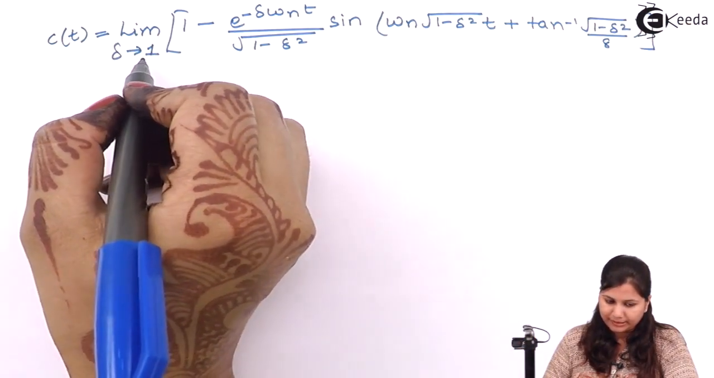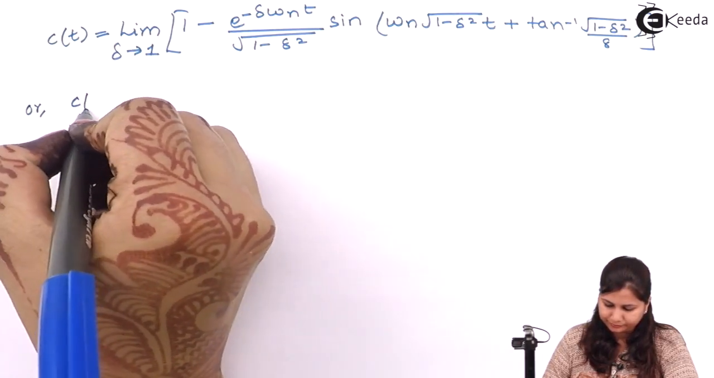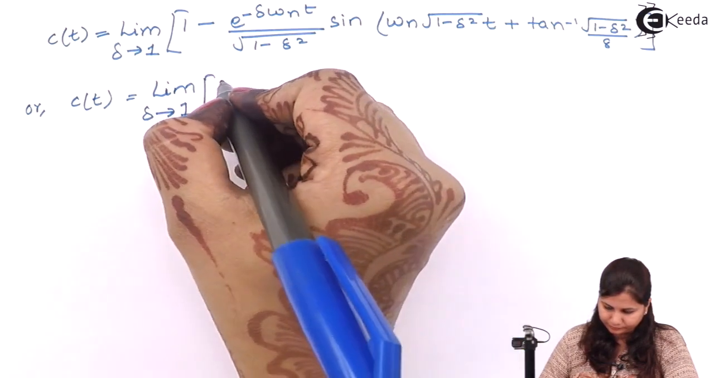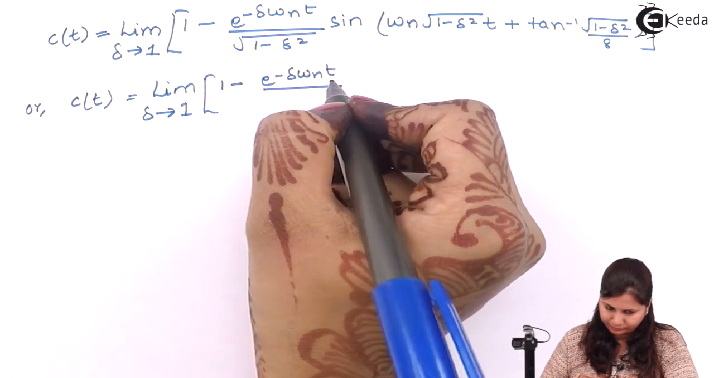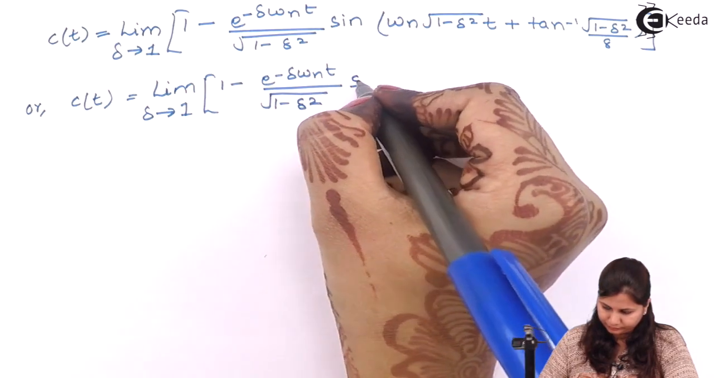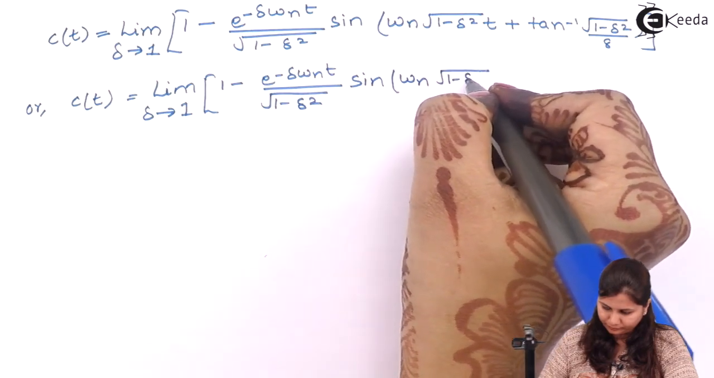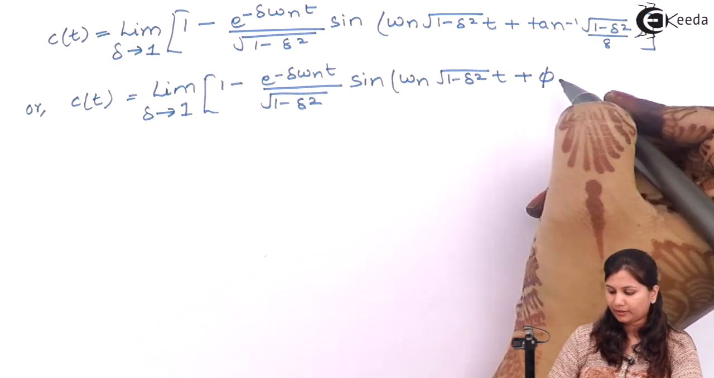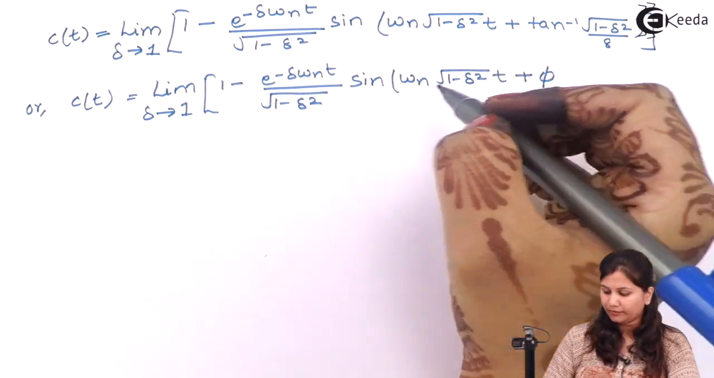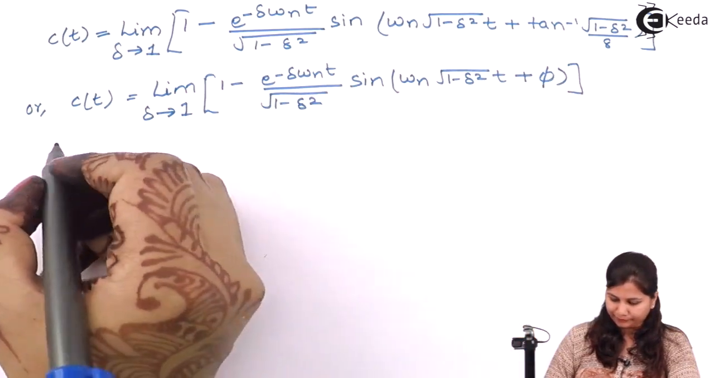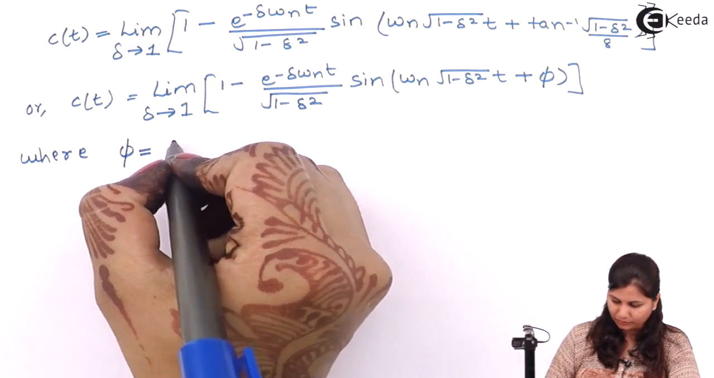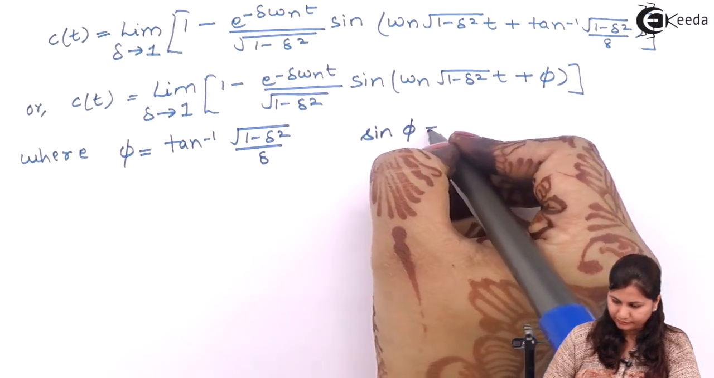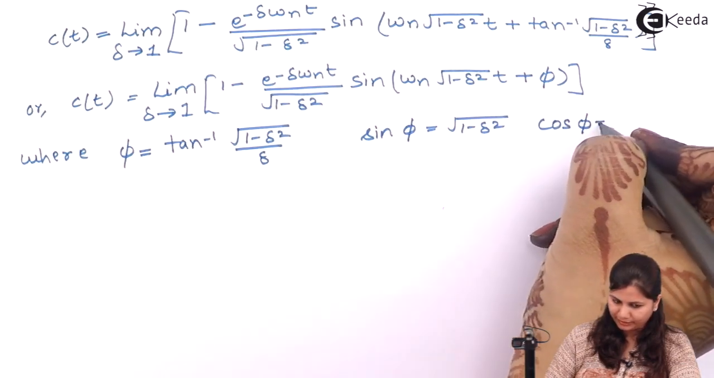Okay, so taking the limits as delta tends to infinity, we will have... we can also write this tan inverse of under root of 1 minus delta square by delta as phi. Because this value is equal to phi, we can write phi here, where phi is equal to tan inverse of under root of 1 minus delta square by delta, and sine phi we were having as under root of 1 minus delta square, and cos phi we are having as delta.